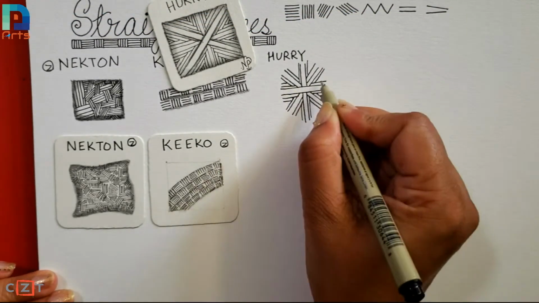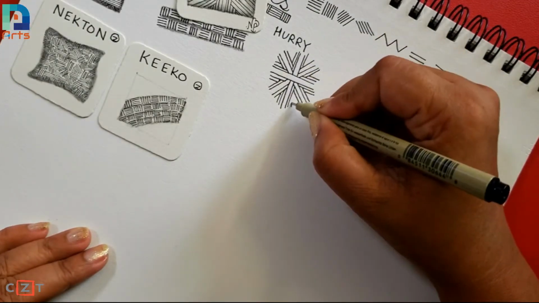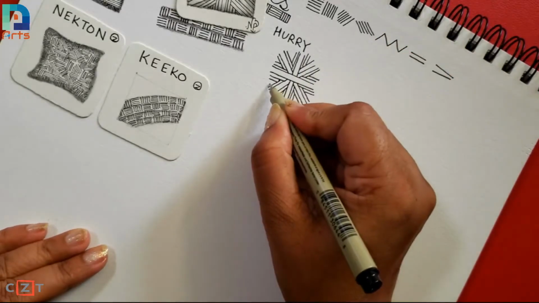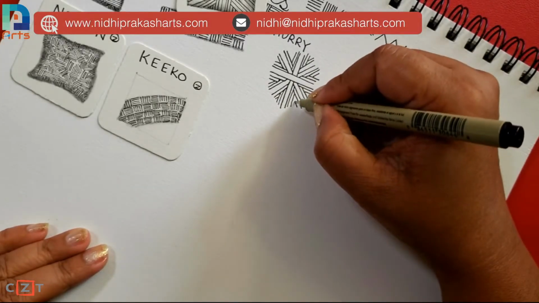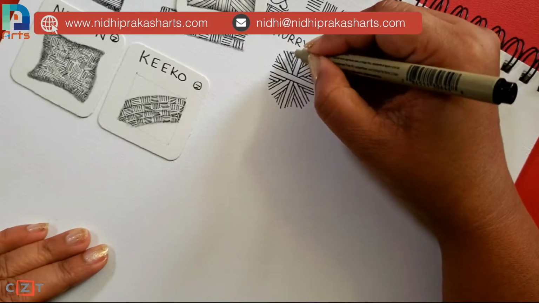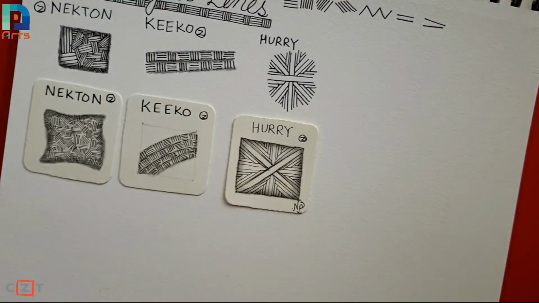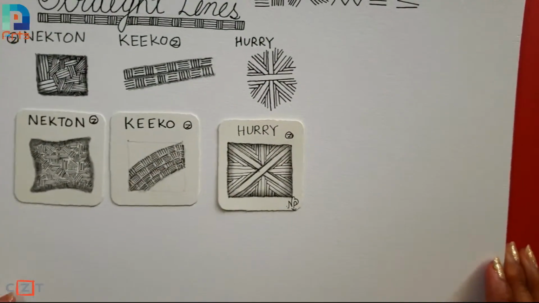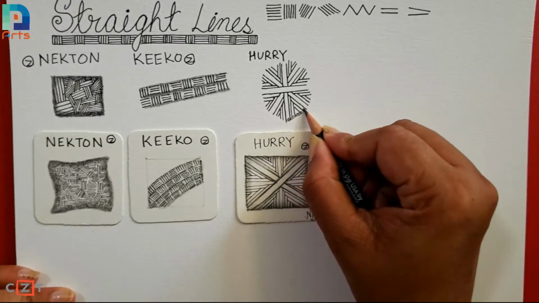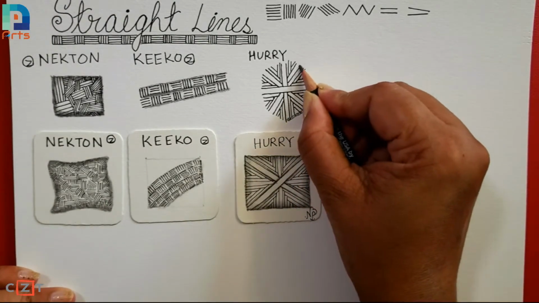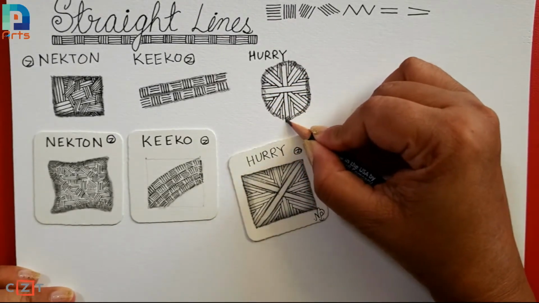Again horizontal, vertical, slanted, and slanted. So this is the rectangle, and you can extend these lines as big as you want, and you can fill that whole area with this beautiful straight line tangle.